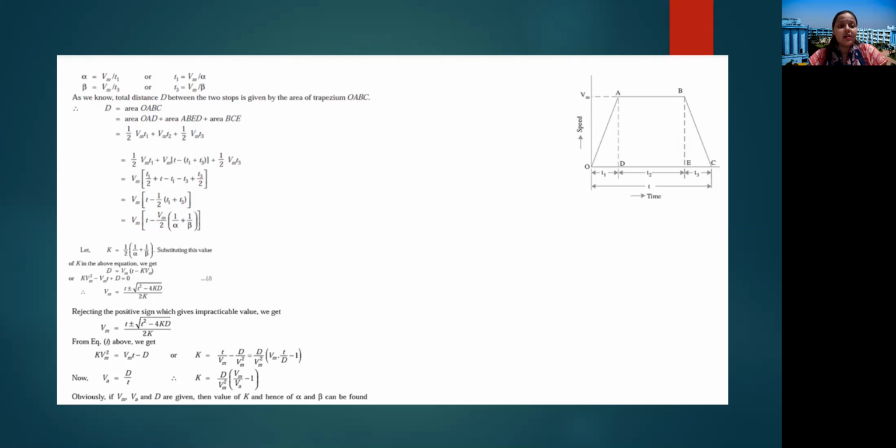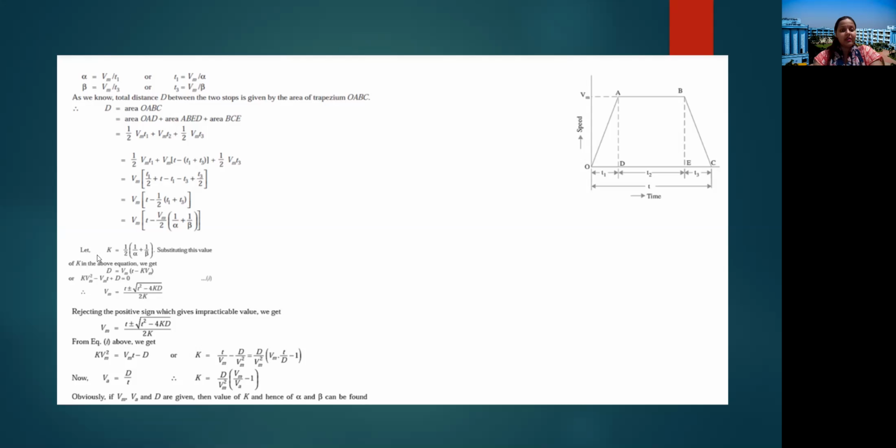So in place of T2, we are first representing it in terms of T1 and T3. So Vm into T minus T1 plus T3. And next, in place of T1 and T3, we are replacing that in terms of Vm by alpha and Vm by beta. By replacing that, the terms become Vm into T minus Vm by 2, 1 by alpha plus 1 by beta.